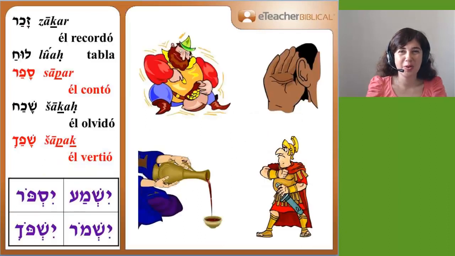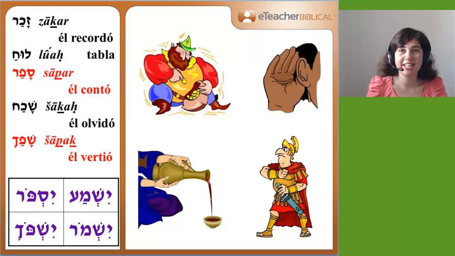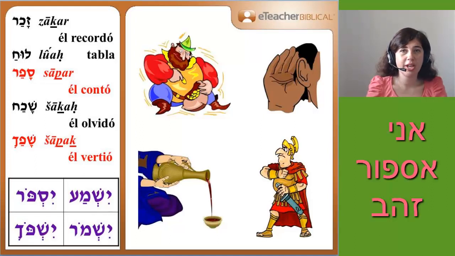Now, we don't know the plurals yet. I'm going to show you how to practice these forms before. We have some verbs like ishma, ispor, ishmor, ishpoch. And here you can easily make some sentences in future tense. For example, אני אספור זהב. I will count gold.